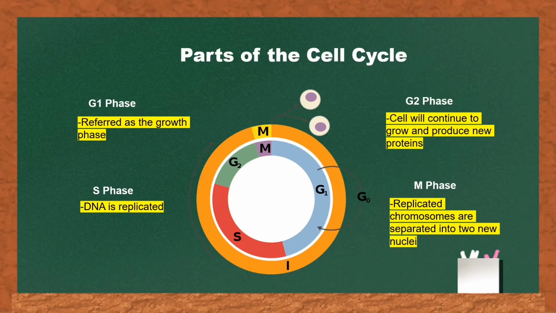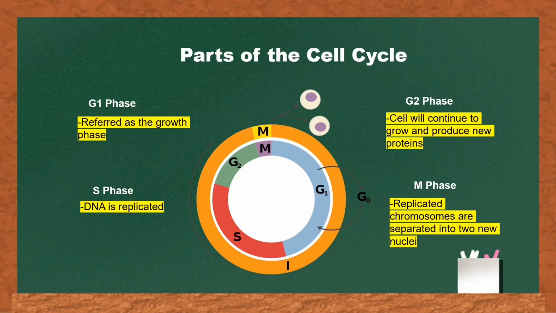S phase is the phase of the cell cycle in which DNA is replicated, occurring between G1 phase and the G2 phase. Since accurate duplication of the genome is critical to successful cell division, the processes that occur during S phase are tightly regulated and widely conserved.